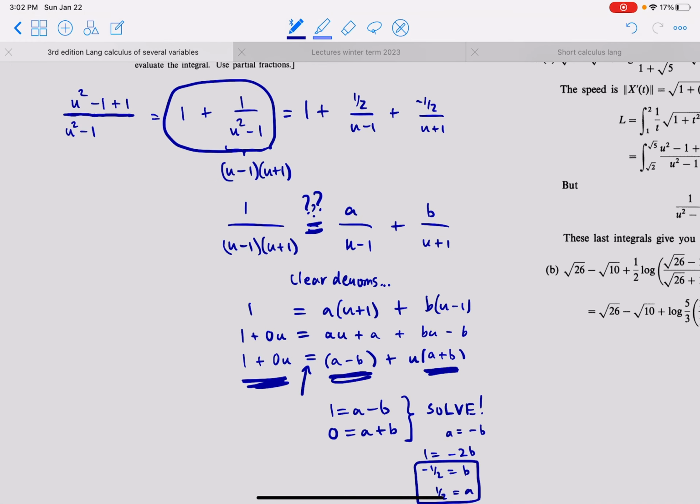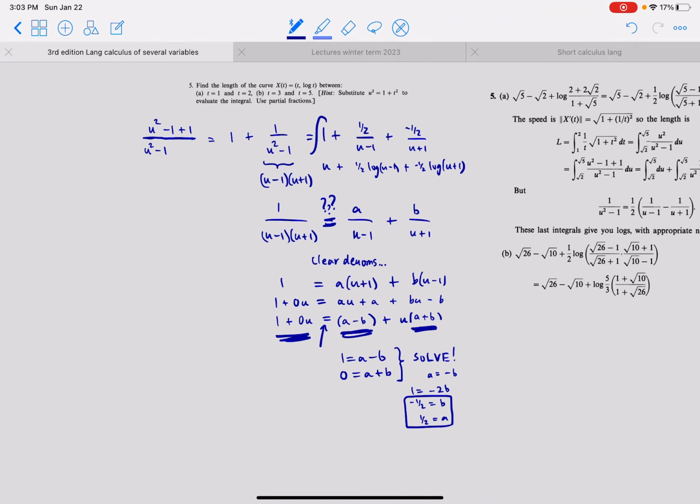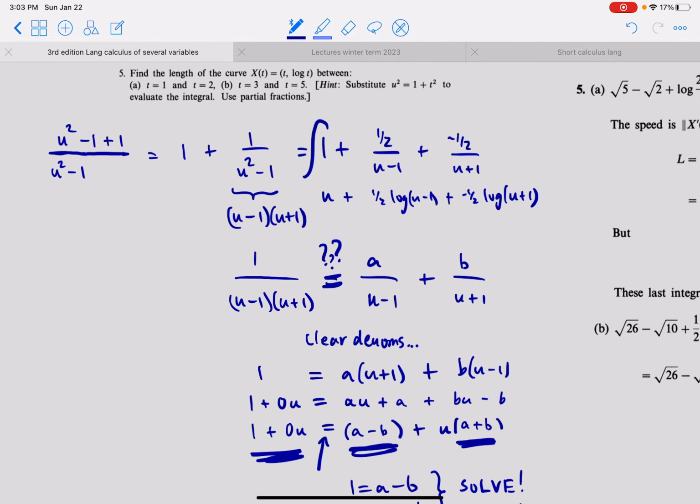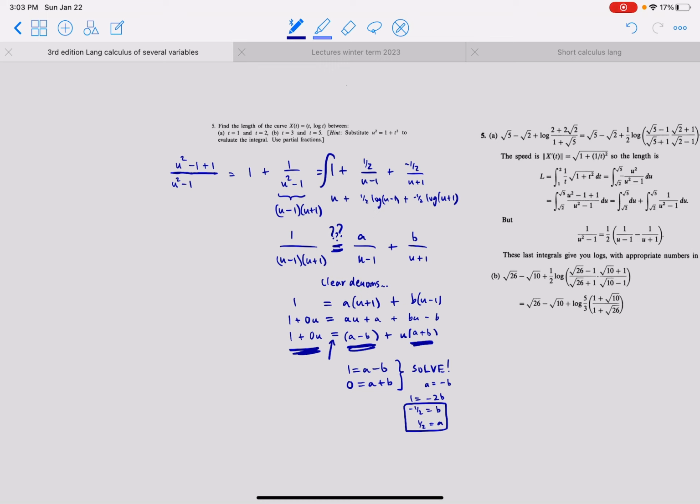Okay, and because we're going to integrate this, now it's easy. We can do it. The integral of all this is going to be u plus a half log of u minus 1 plus minus a half log of u plus 1. Okay. So now that I've done the hard part, let's actually see how that arises in the problem.